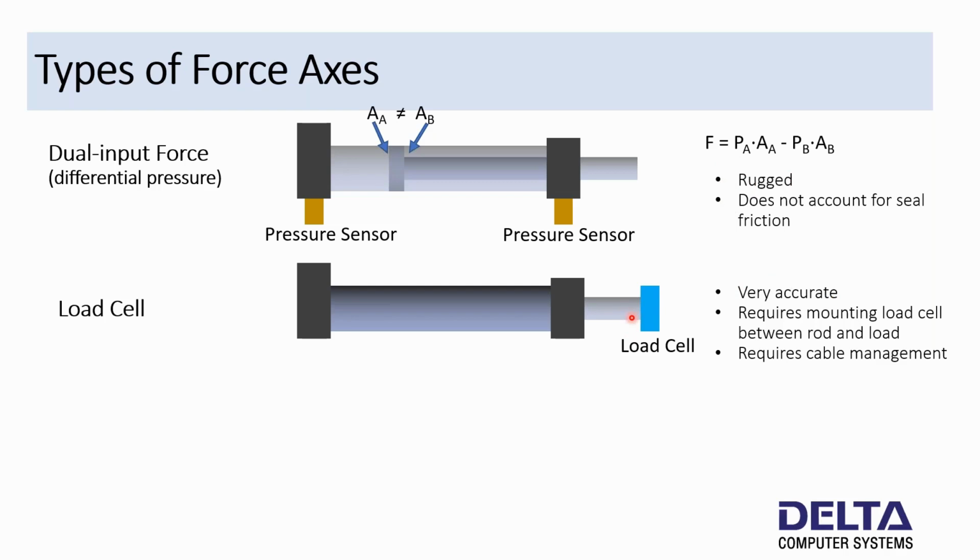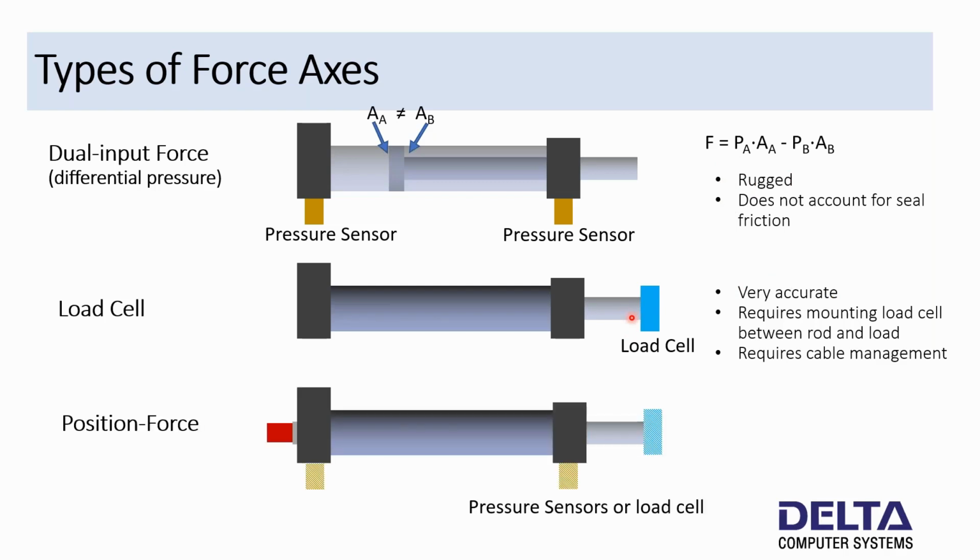Now, with either a dual input force or load cell system, we can add a position sensor to the cylinder, and now we can have better control on our force because we can better regulate the speed at which we encounter force, and in some advanced situations, we can actually add a velocity feed forward on top of our force control.